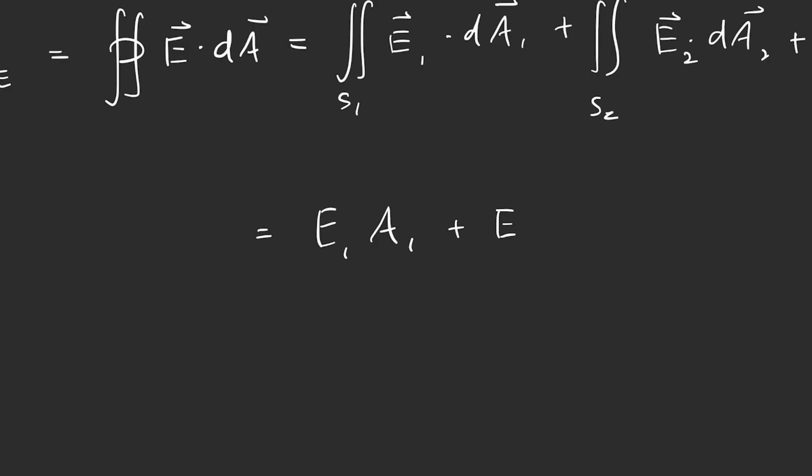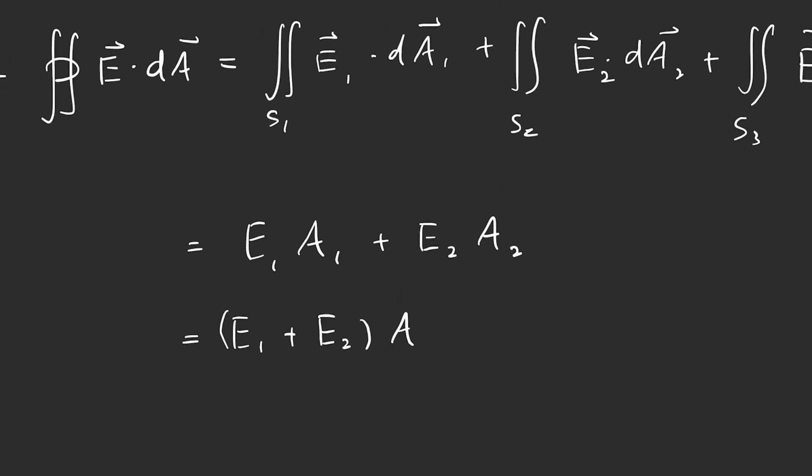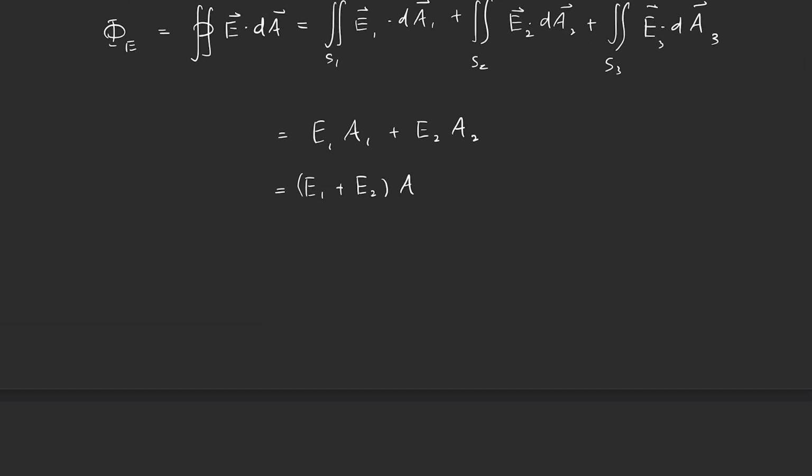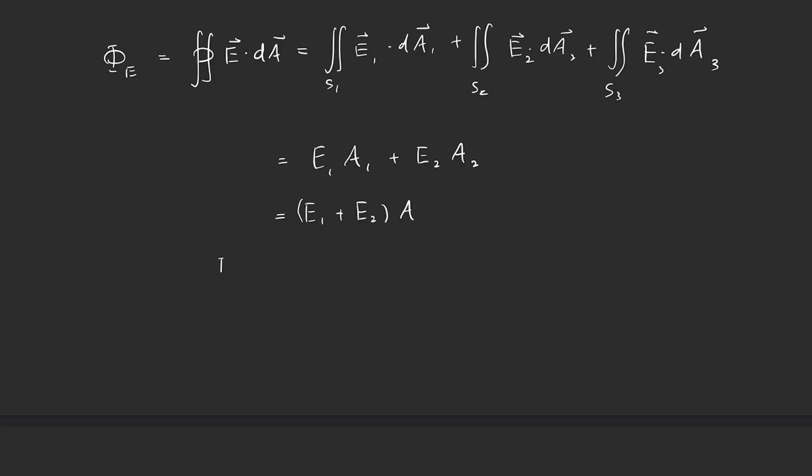And we can write this as E1 plus E2 multiplied by A, because A is the same as A1 and the same as A2. So the total flux can be written as 2 times E times A. We can apply Gauss's law now, which says that the total flux is equal to the enclosed charge over epsilon naught, and our enclosed charge is sigma A.